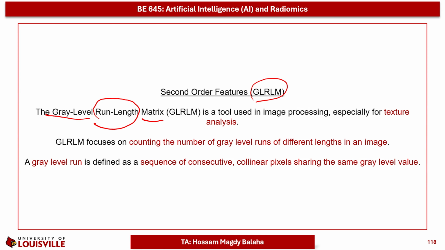Here we are counting the number of gray level runs of different lengths in the image, and the gray level run here means a sequence of consecutive collinear pixels sharing the same gray level value. And we will illustrate the meaning of the definition of gray level run after a while.